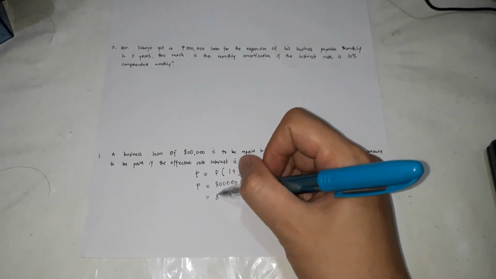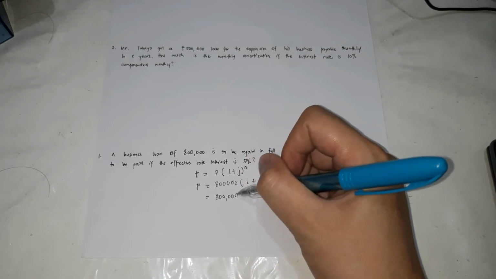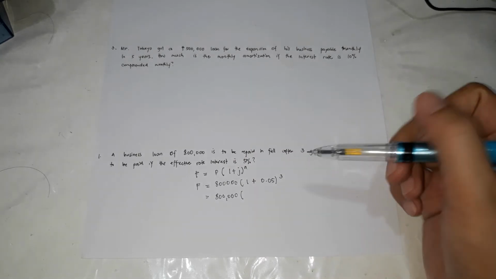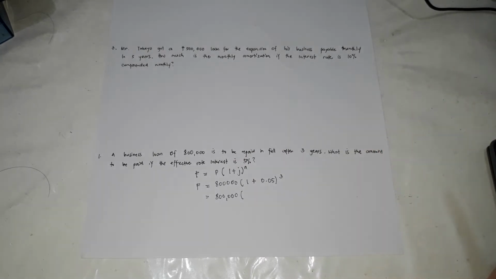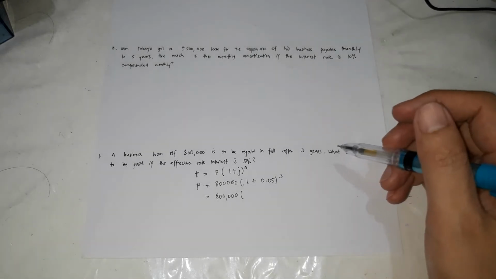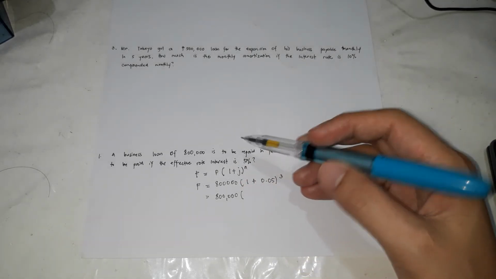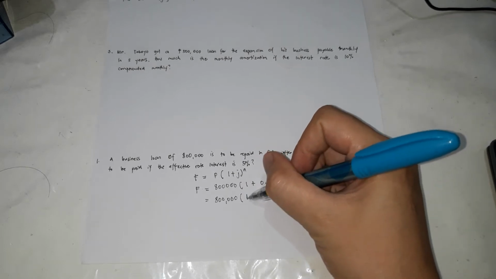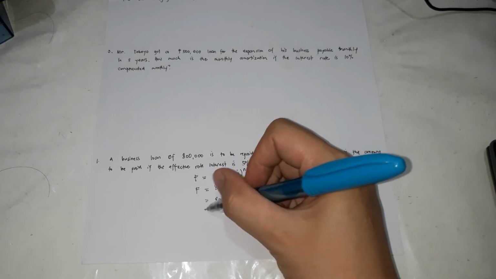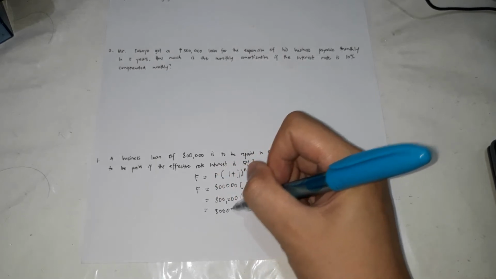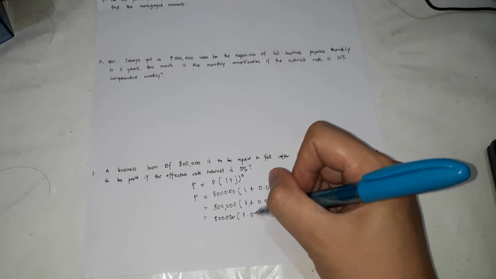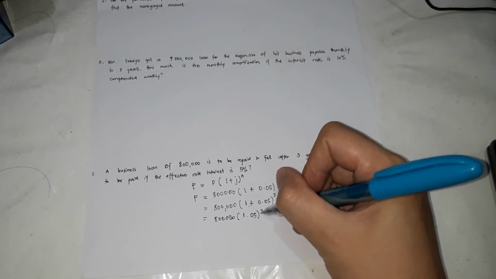So 800,000 is the amount that we borrowed. We're going to pay also the interest. So how much would it be at the end of the 3 years? We know that it's not just 800,000; we're going to add also the interest. So 1 plus 0.05 is 1.05 raised to the power of 3.